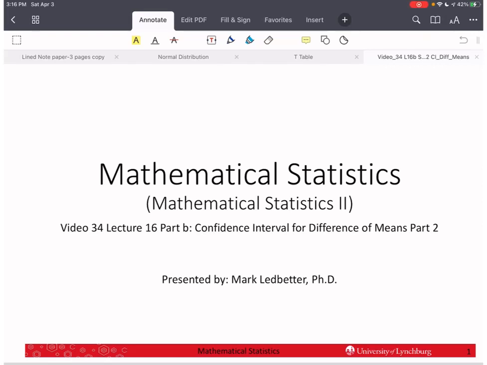I'm Mark Ledbetter. This is video 34, and we are in lecture 16, part B, and we are talking about confidence intervals for the differences of means, two means, mu1 minus mu2.